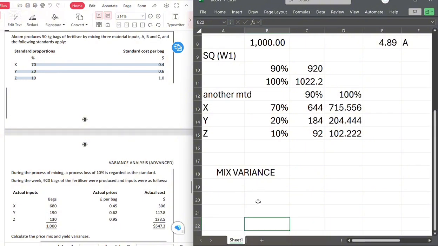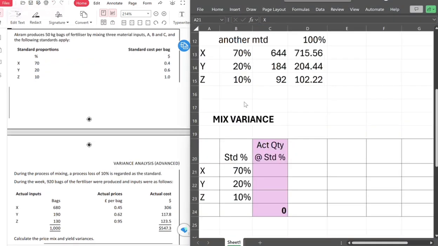And I will call it, let's call it actual quantity at standard proportion. That's what we're going to call it. So let's put that here. So we have X, Y, Z, X, Y, and Z. And we have the standard proportion, which is 70, 20, 10. We already know that. I can as well put that here. And we know that the total actual consumption was actually 1,000.